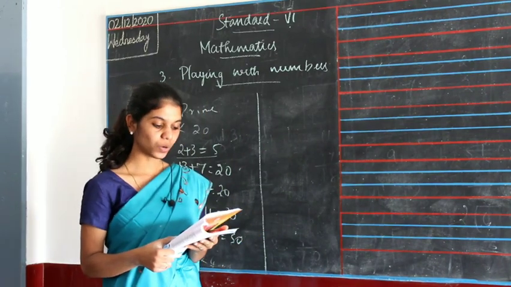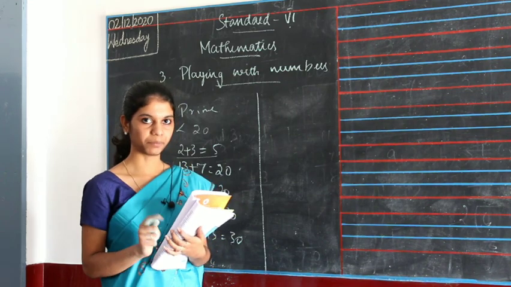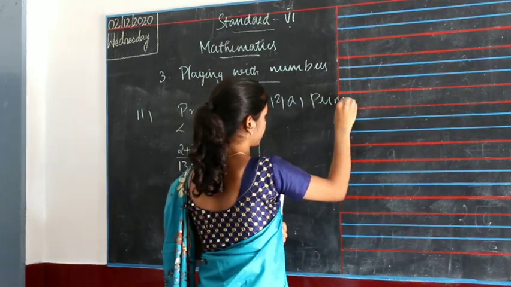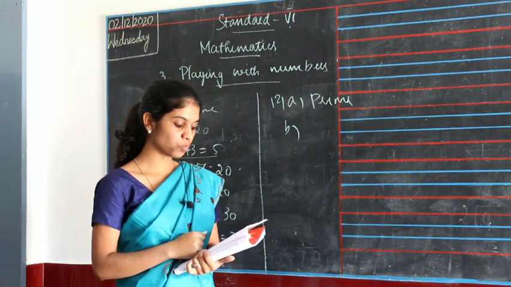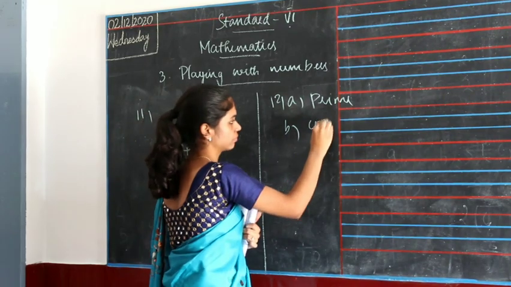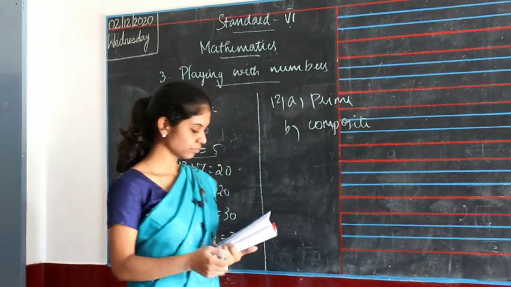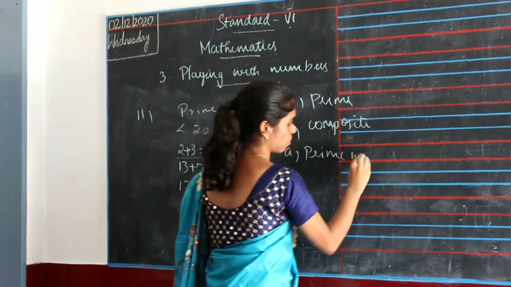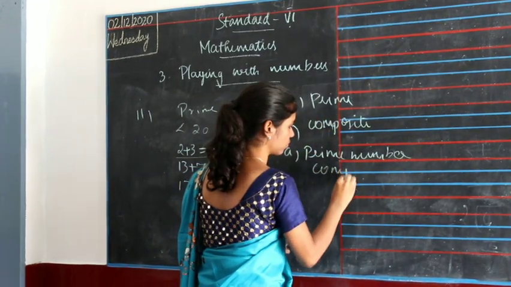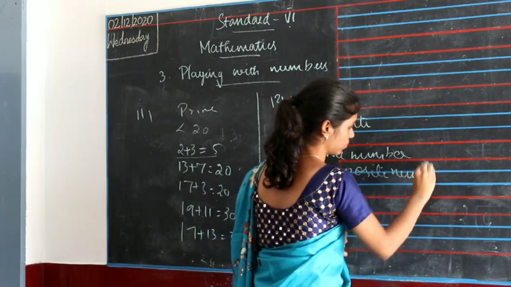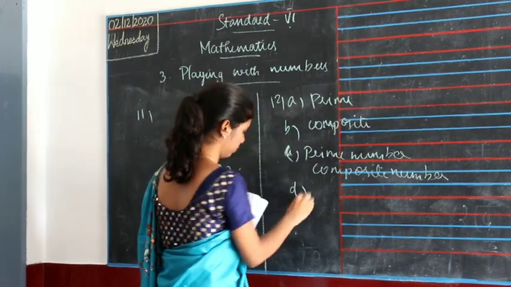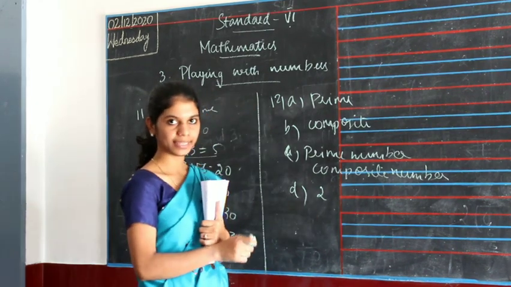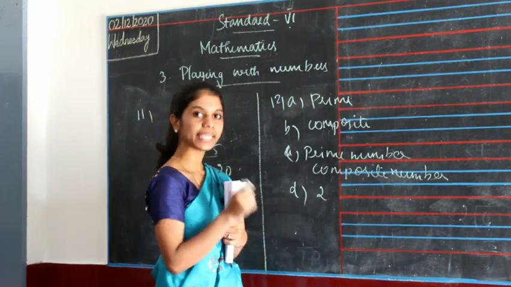First one, a number which has only 2 factors is called, only 2 factors means prime number. So prime number is the answer. Next one, a number which has more than 2 factors is called a composite number. Next, 1 is neither a prime number nor a composite number. The smallest prime number is 2 because 1 is neither a prime number nor a composite number. 2 is the smallest even prime number.